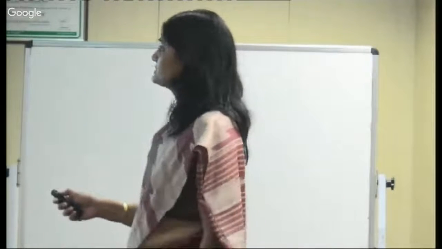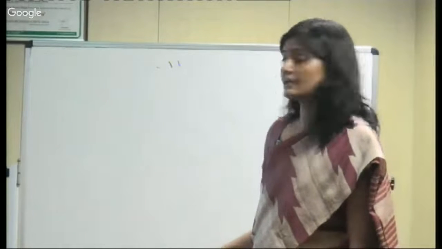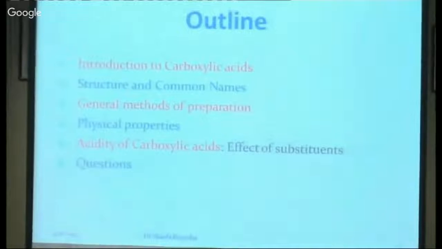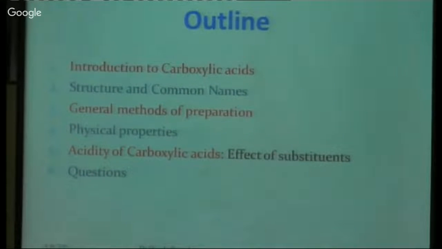This is the outline of the lecture of what we will do today. We will start with the introduction of carboxylic acids. We will learn what carboxylic acids are, what their structure is like, and then we will see their common names. IUPAC nomenclature you have already learned, so you know how to give the IUPAC name to an organic compound. But for many organic compounds, common names are also equally frequently used. So it is important that you learn the common names of the commonly occurring organic compounds also. So we will learn some of the common names of the carboxylic acids.